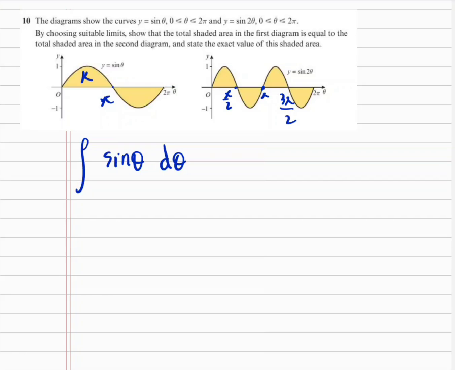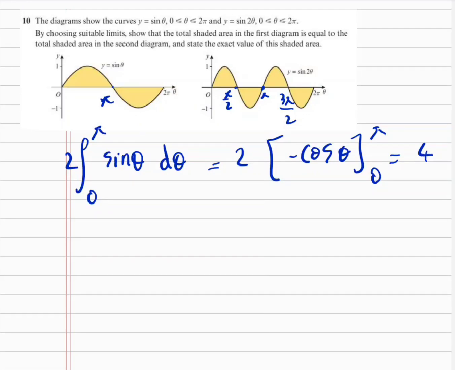The way we can solve this problem is by integrating from 0 to π. That's half of the area, and then we just double the value, because area can't be negative, and that gives us the actual area. So sin θ integrates to minus cos θ, with limits π and 0, and then we multiply the answer by 2, and the final answer is 4. So that's the area of the first shape.